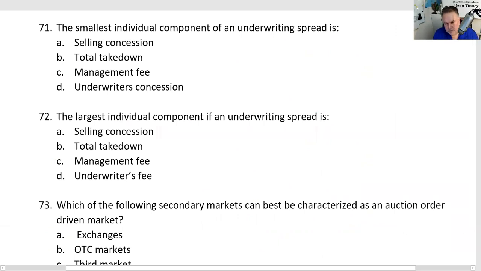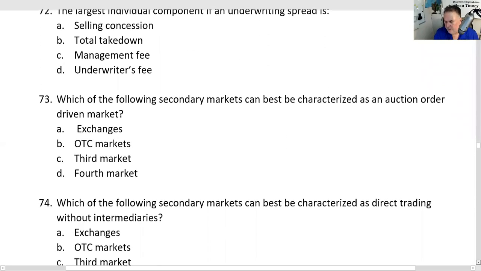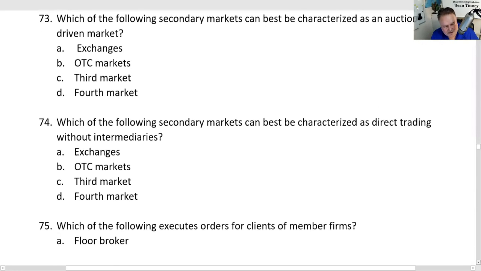All right. Very testable exchanges. The answer is A, exchanges. Now, had I asked which of the following is a negotiated quote-driven market, then the answer would have been over the counter. So here the answer is A. Secondaries, direct trading without intermediaries. That's the institutional market, direct trading with institutions. That's called the fourth market. So the answer there is D.